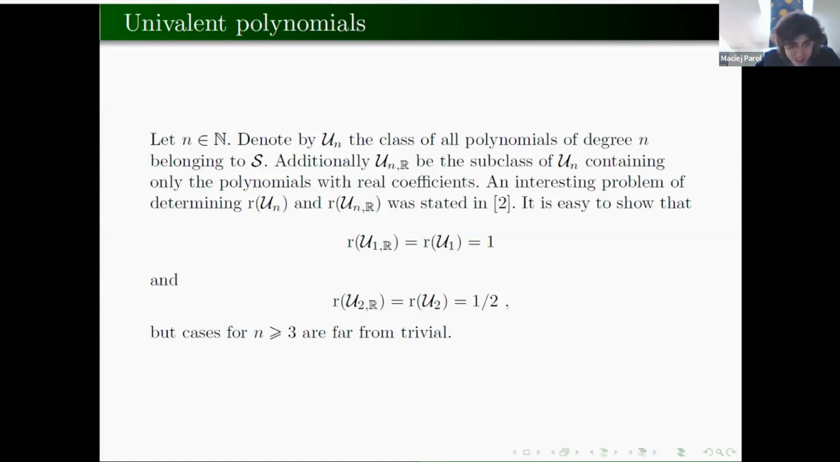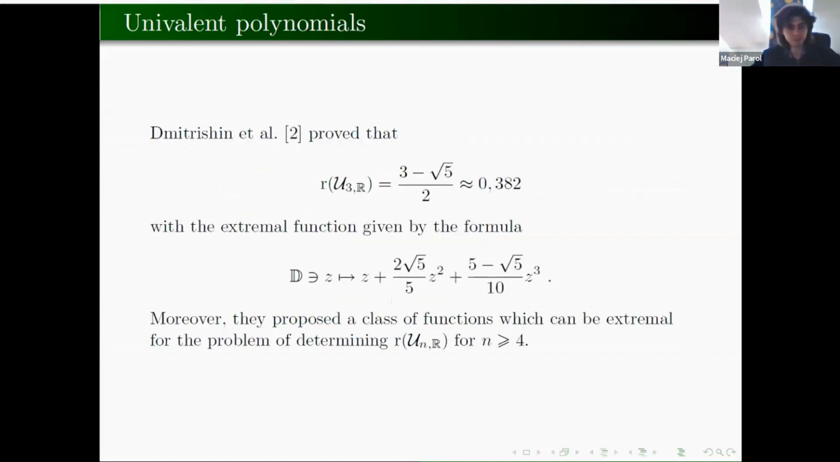But the next cases, for example, n equals 3, n equals 4, are not trivial, really. There are many complicated calculations in proofs, but Dmitryshin et al. proved that for n equals 3, the minimal Koebe radius is equal to 3 minus square root of 5 over 2. Of course, this value is lesser than 1 over 2, because it can't be greater. And the extremal function is given by the formula z plus 2 square root of 5 over 5 z squared plus 5 minus square root of 5 over 10 z to the third power.